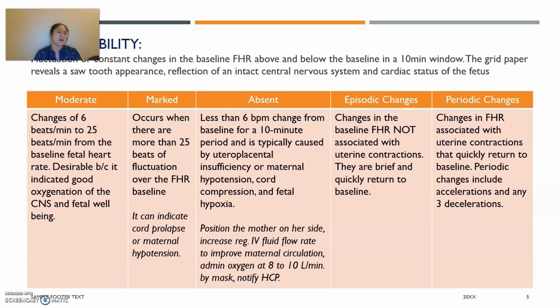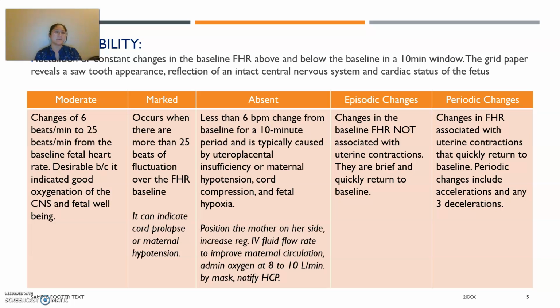The next one is fetal heart rate variability. That's the fluctuation or constant changes in the baseline fetal heart rate above or below the baseline in a 10-minute window. The grid paper will show a sawtooth appearance, a reflection of intact central nervous system and cardiac status of the fetus. The first one is moderate variability. That's the changes of 6 to 25 beats per minute from the baseline fetal heart rate. It is desirable because it indicates good oxygenation of the central nervous system and fetal well-being.